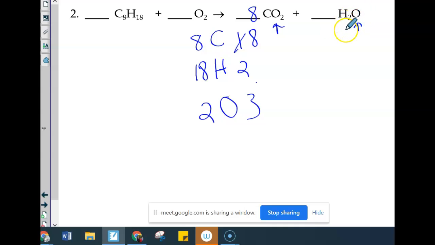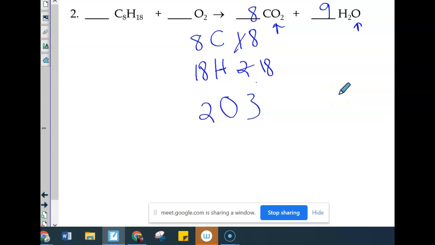Yesterday, we talked about making water HOH. You should only make water HOH to help when you're balancing with polys. So I should only make water HOH if there's an OH on the other side, and there isn't an OH on the other side. So I want to leave water as H2O. So I need to get 18 hydrogens in water, so I'm going to put a 9 here, because 9 times 2 is 18. So 8 times 1 is 8 for carbon, carbons are balanced. 9 times 2 is 18, hydrogens are balanced.